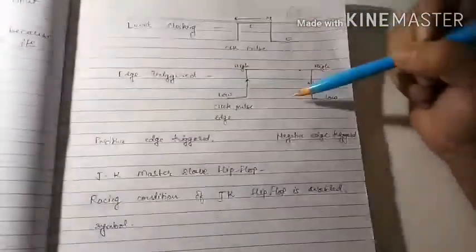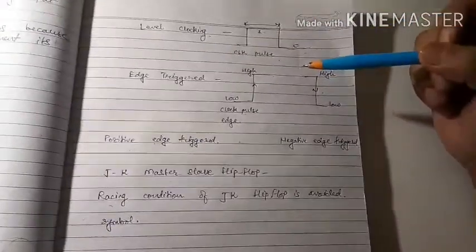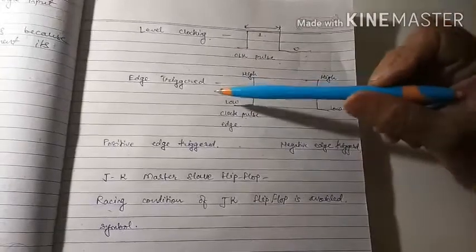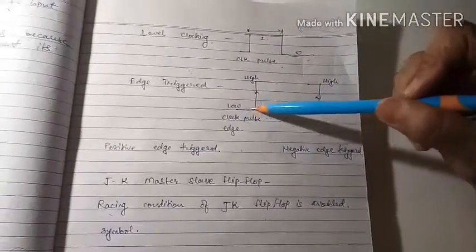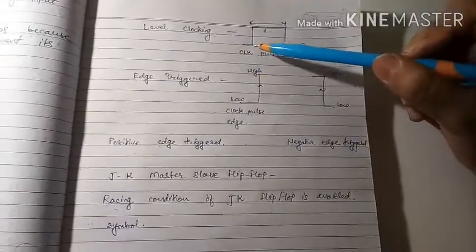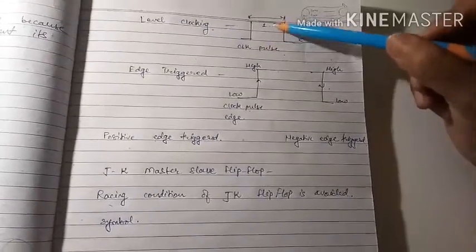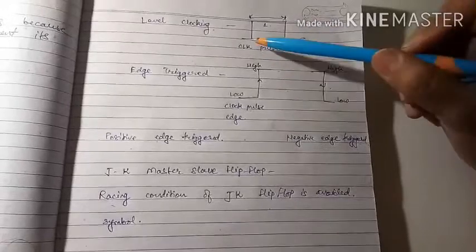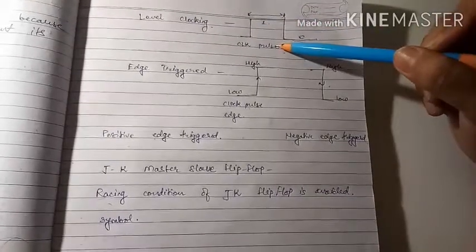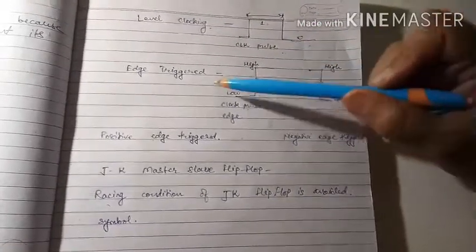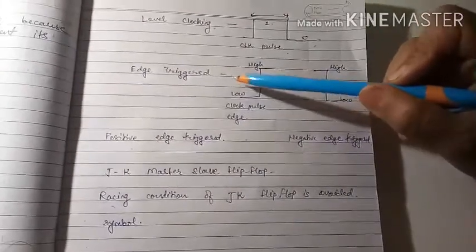Now the other one: as we have said, this racing condition can be avoided if we apply edge triggering, so that the toggling cannot be done. Toggling more than once in this duration is known as racing. To avoid racing, if we reduce this pulse width, then what will happen? The best way is to apply the edge trigger.